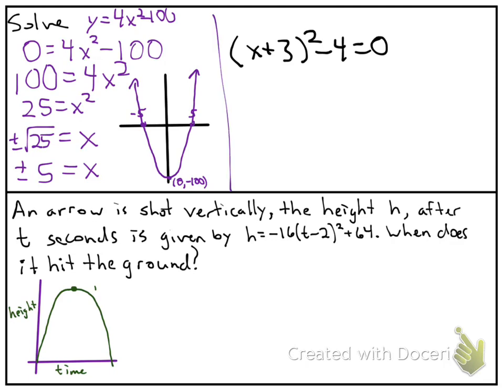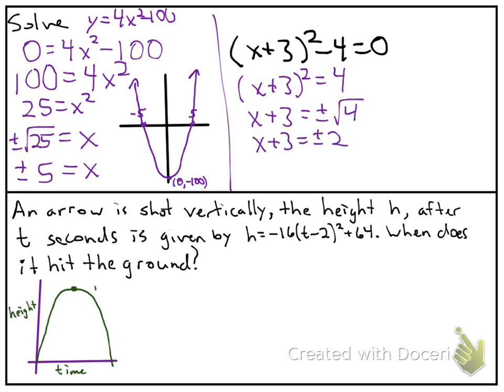x plus 3, inside the quantity, squared, minus 4. I want to get the squared quantity by itself, so I'm going to add 4 to both sides to move it over. And so now we have 4 on the right side. When I take the square root of both sides, it leaves me with plus or minus the square root of 4, which becomes x plus 3 equals plus or minus 2.